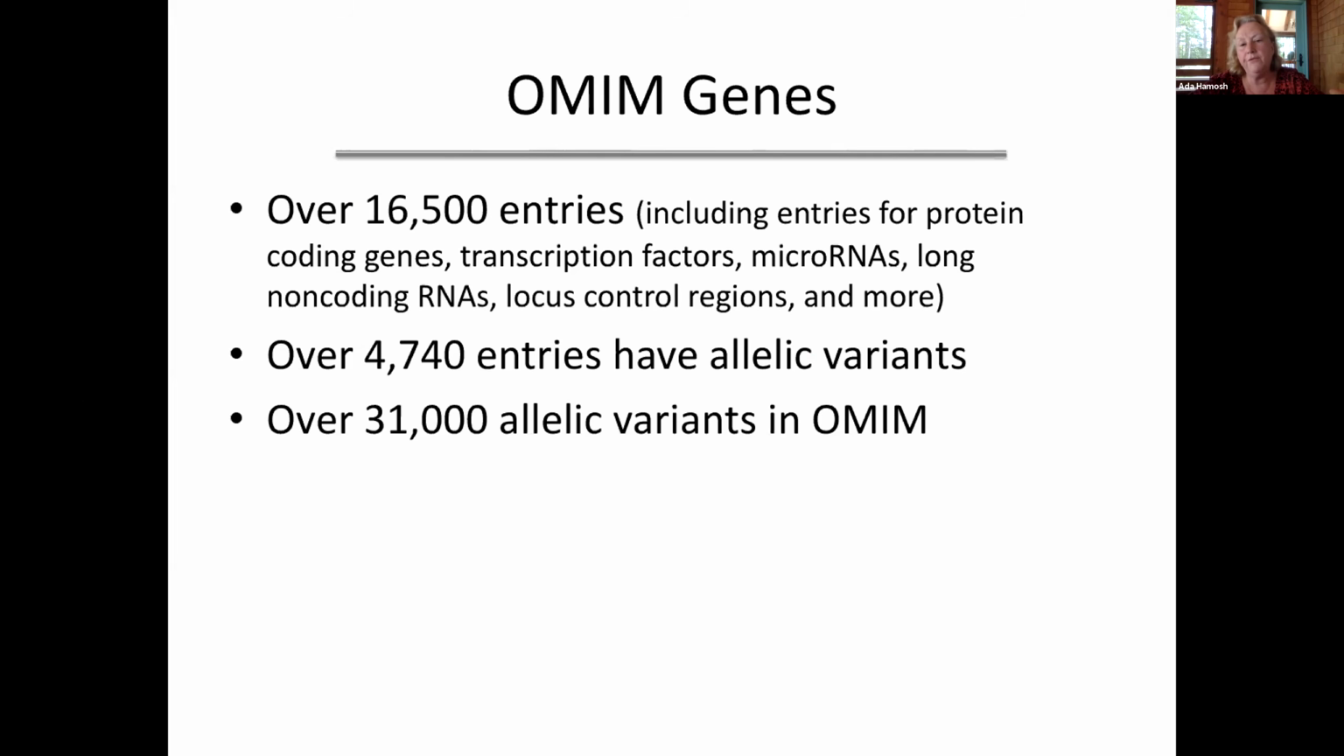Now, we don't have everything that's in RefSeq, right? So the genes in OMIM are genes that we know something about their function, and obviously prioritizing those that are implicated in disease. Okay, so we don't have them all. These are OMIM genes. There are over 4,740 gene entries that have allelic variants, and they comprise about 31,000 allelic variants because, again, those are exemplars.